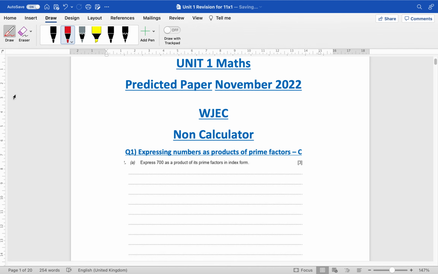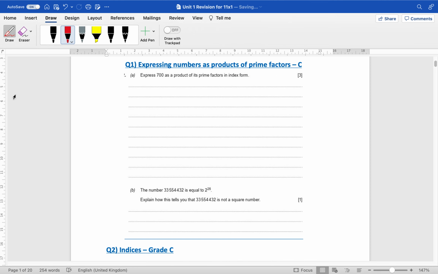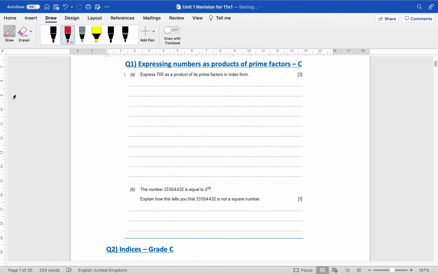Yeah, all the things in the first half of this I would expect to be in the first half of the paper, or up to halfway, maybe just after halfway, and then everything that's higher tier I'd expect to be towards the end. Okay, so expressing numbers as product of prime factors.